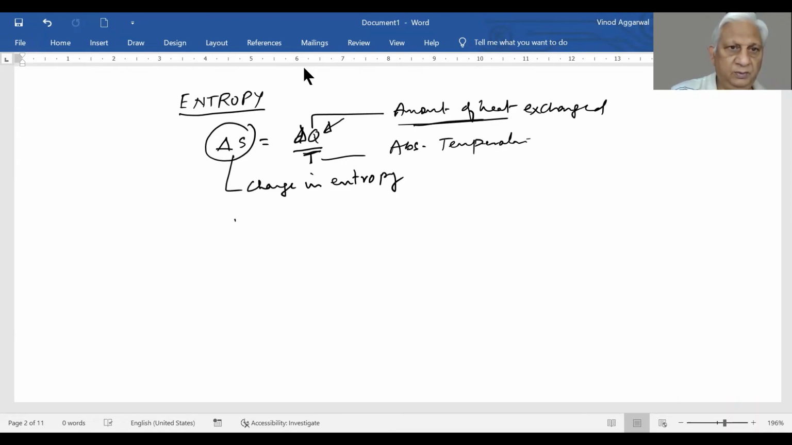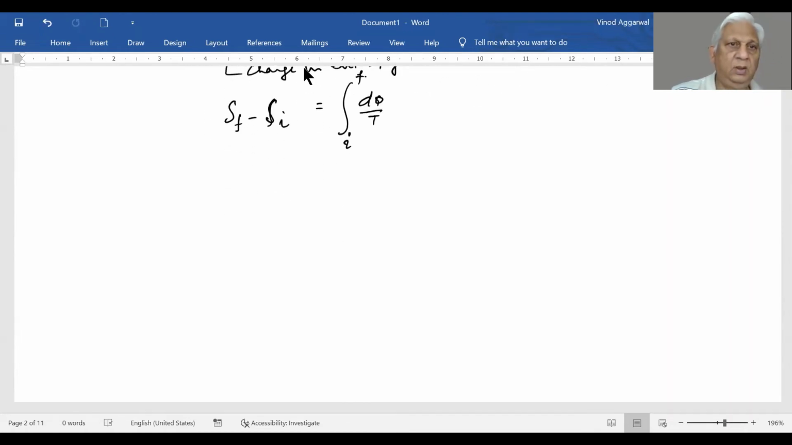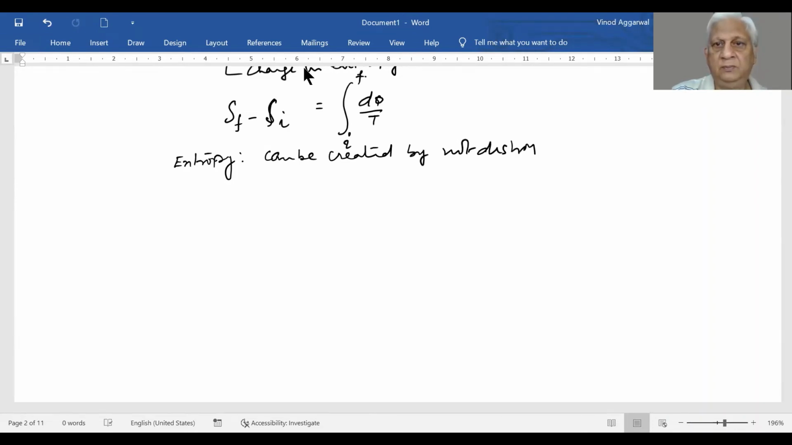So obviously, we're talking about some initial state and final state. Entropy at the final state minus entropy at the initial state is given as the integral from initial to final state. Now, certain facts about entropy. Entropy can be created, but not destroyed. It is some sort of disorder in the system. If there is some disorder in the system, you cannot set it right.